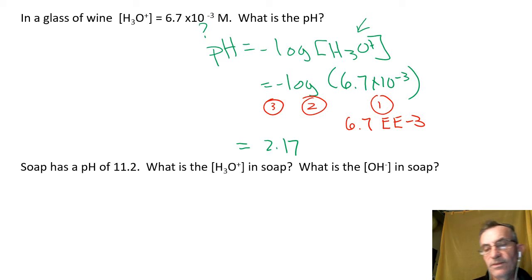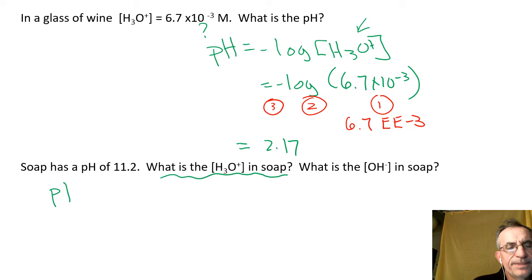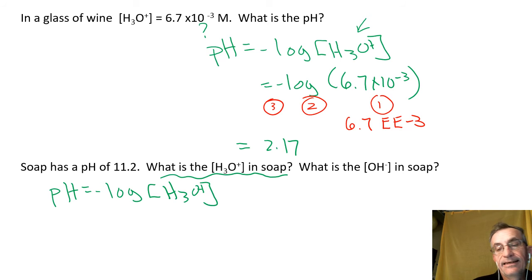In soap, the pH of soap is 11.2. What is the amount of hydronium ion in soap? There is a second part. We'll talk about that in a minute. Let's just worry about the first part. I am telling you the pH. Can you tell me, do you know how to do this on your calculator? How do you find the amount of hydronium? You know this number. Work it out. What do you come up with?